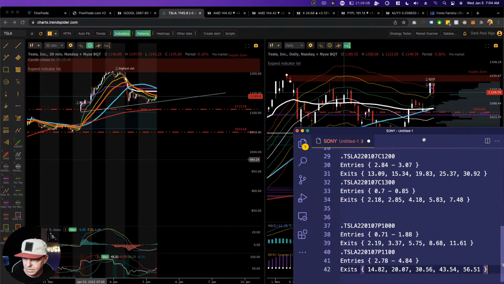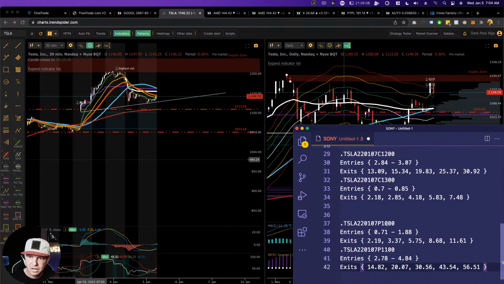All right, so there's your predicted trades. The Tesla 1100 puts anywhere from 2.78 to 4.84, and then the Tesla 1000 puts anywhere from 71 cents to $1.88. I don't think we'll hit the 1000 put, but the 1050 put would be pretty decent. What we try to do is take it from $1.88 to 2.19, 3.37, and 5.56.